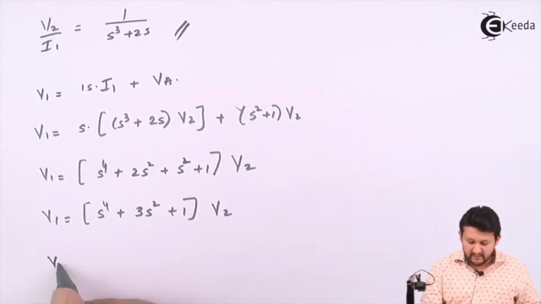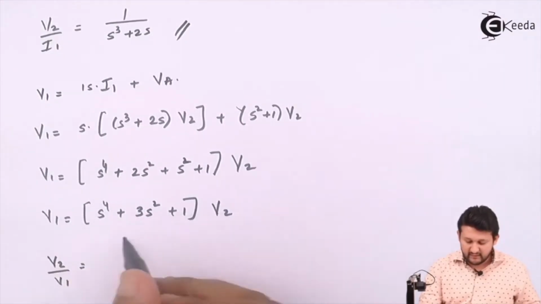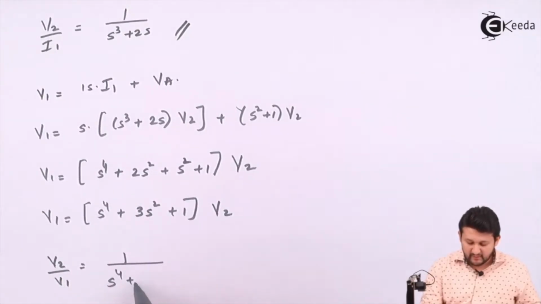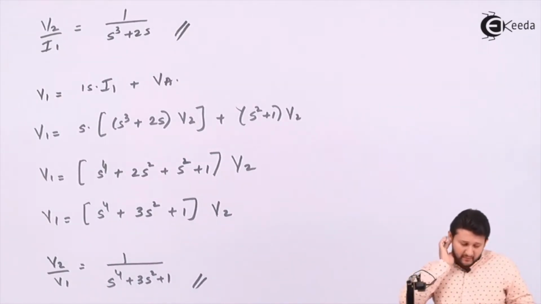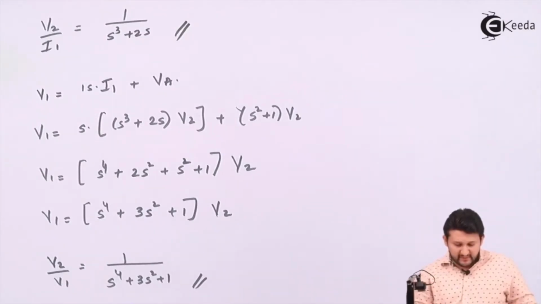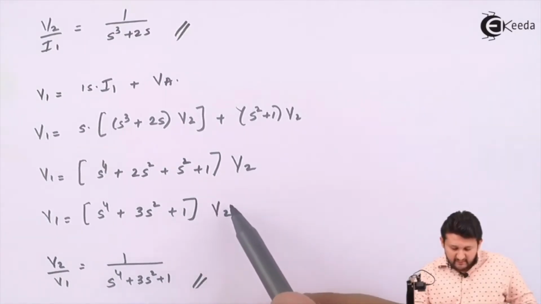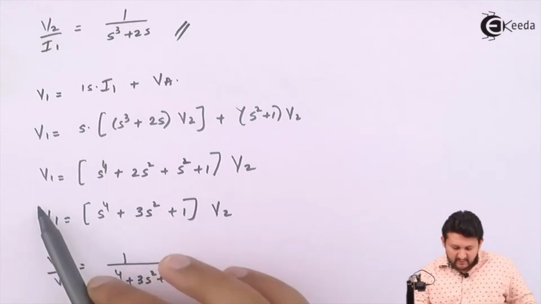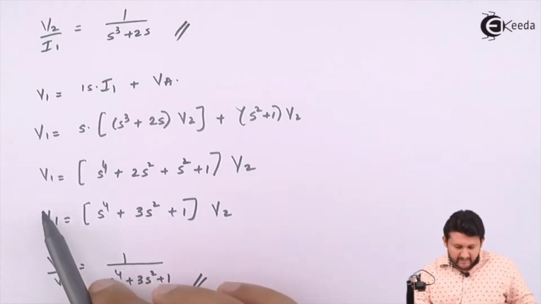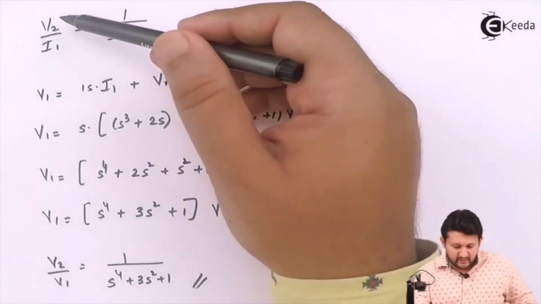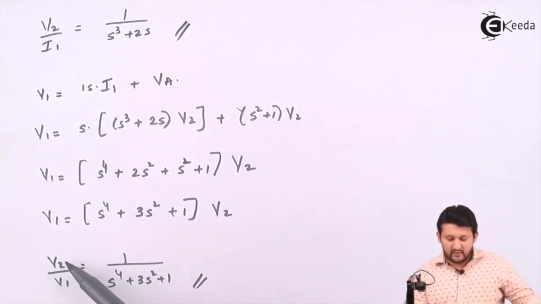So from this equation I will be getting V2 upon V1, which will be S⁴ plus 3S² plus 1. That's the second one. Now, the next part which I need to get at, my dear friends, is the relation of V2 and I1. If I need to get V2 and I1, I can also use this equation. I need to convert this V1 into I1. So once I got the equation of V2 and I1, second I got V2 upon V1.